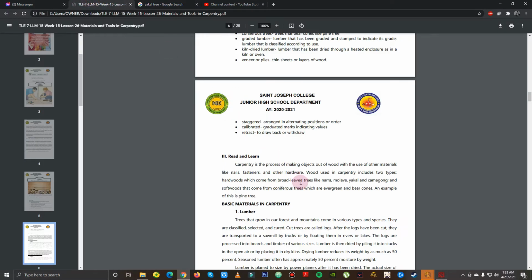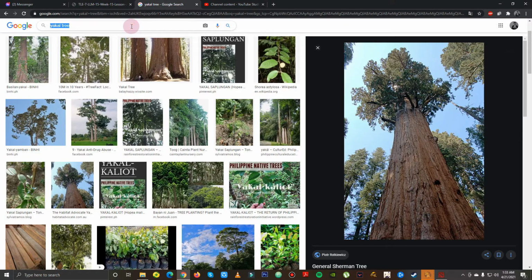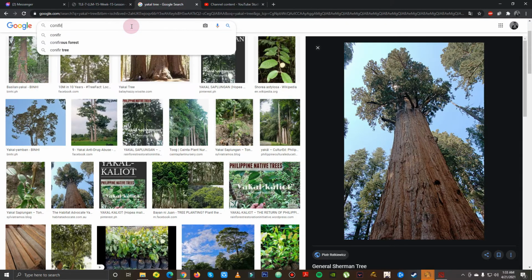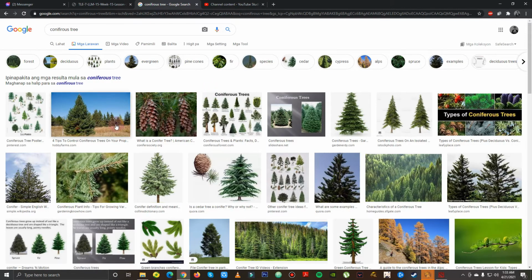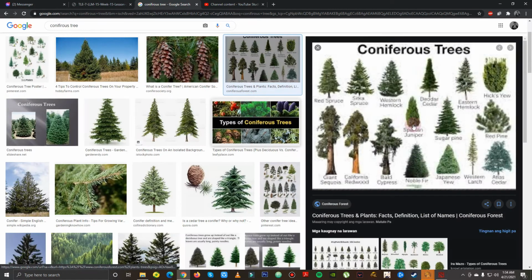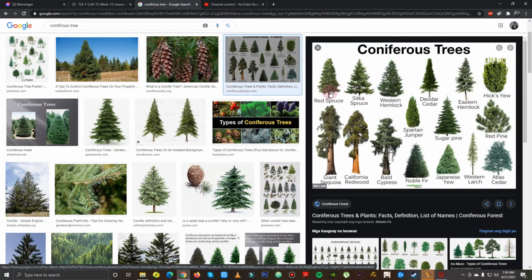Okay? Coniferous trees. Coniferous tree. This is how a coniferous tree looks like. It looks like a Christmas tree. Okay? These are the types of coniferous trees. It is shaped like a Christmas tree. This kind of tree usually grows in cold climates. Okay?